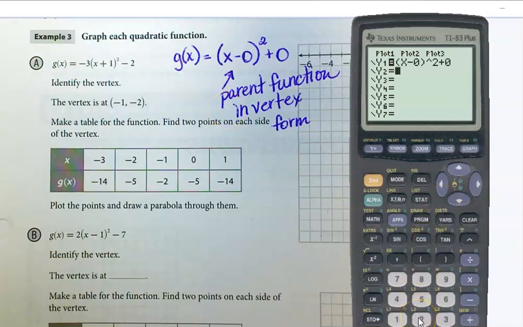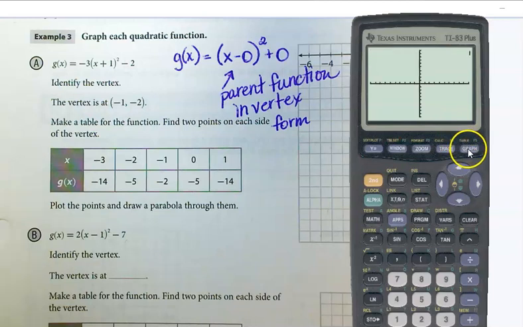All right. -3 times x plus 1 squared minus 2. I think my window settings are still okay. When we hit graph, remember the parent function will be graphed first and then the translated function. There's parent, and there is the new one. Notice it's been shifted down 2 and over 1, and it's been stretched. It's skinnier, and it's opening down because of that negative sign. Okay?